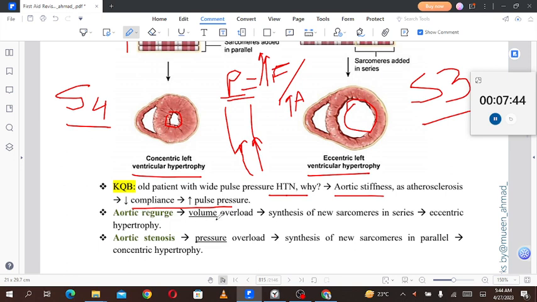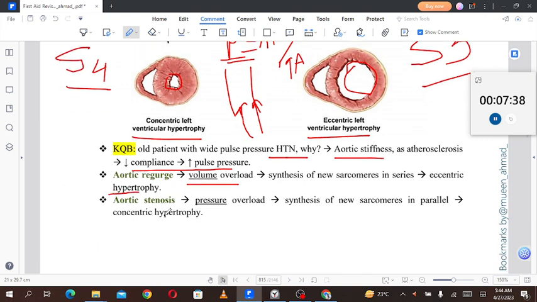What is aortic regurgitation? There will be volume overload, synthesis of new sarcomeres in series, eccentric hypertrophy. In case of aortic stenosis, there is pressure overload, synthesis of new sarcomeres in parallel, and concentric hypertrophy.